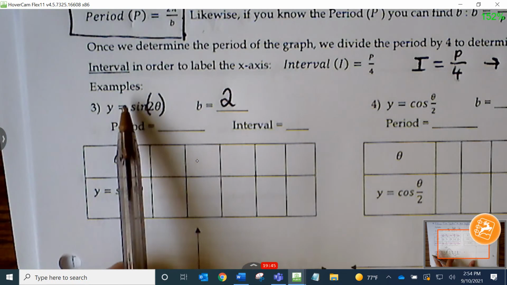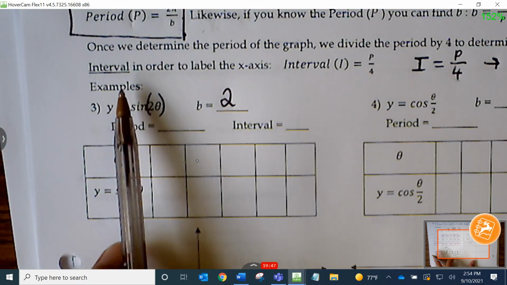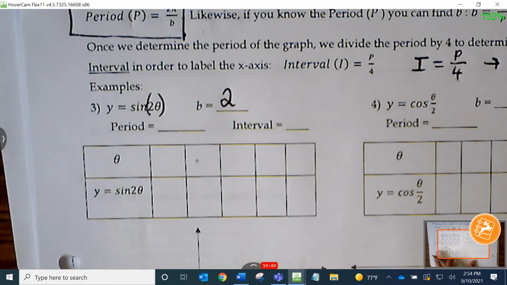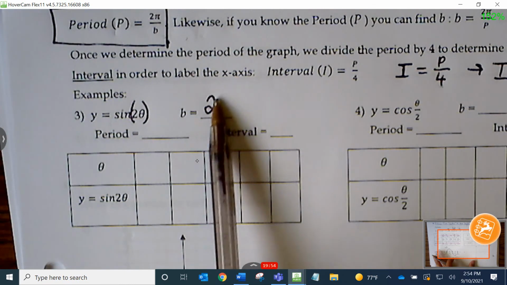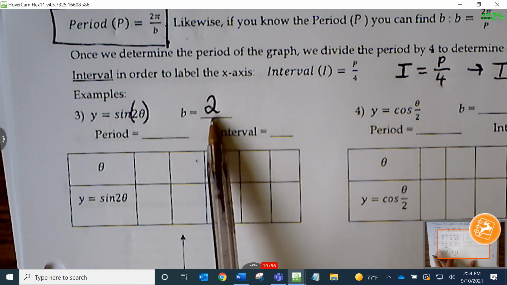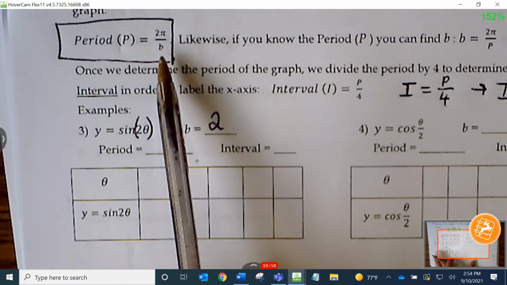The a is going to be outside. We don't have it. Well, the a value is 1. It's not changing. It's the b value that's changing. Okay, so now we know that b value is going to impact our period. It's no longer going to be 2 pi. It's going to make some changes to 2 pi.